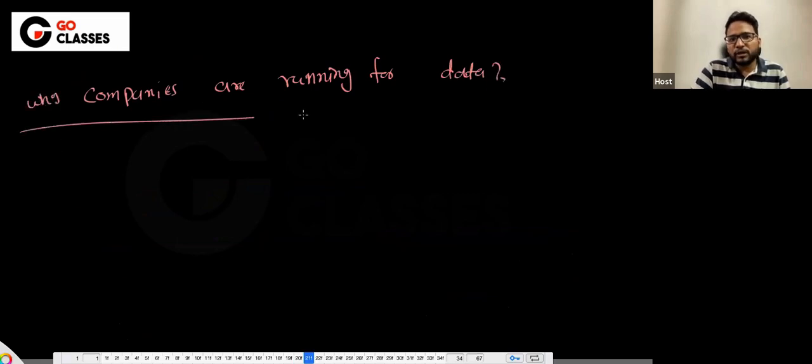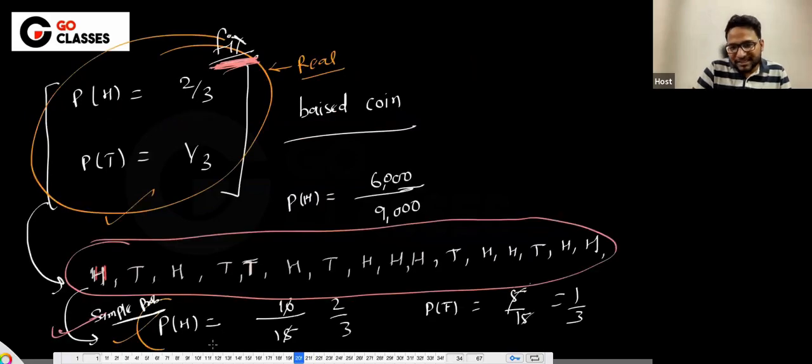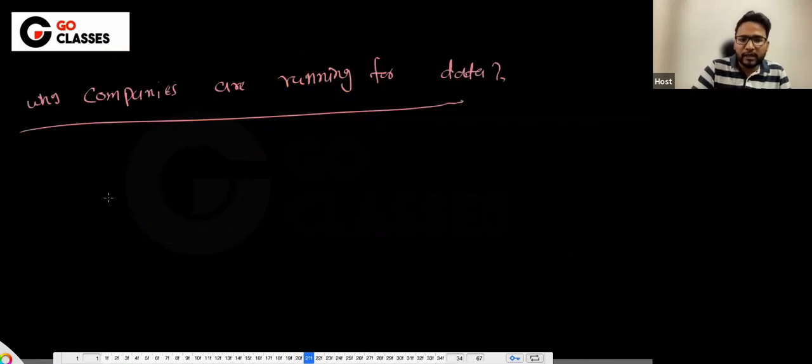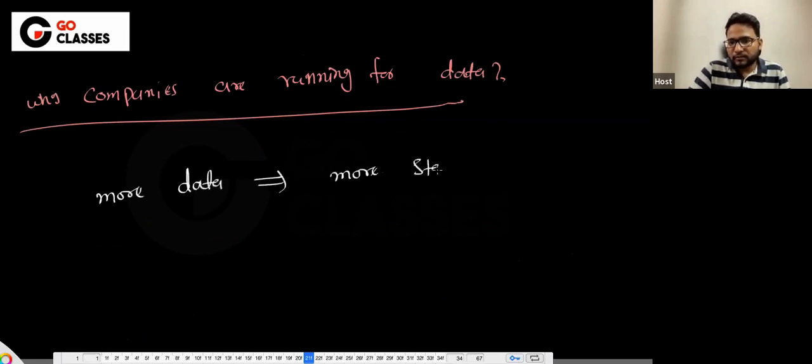Why are companies running for the data? Because more data makes this number more stable. The more samples you have, the more confident you are that your probability distribution looks like this. That's your sample probability distribution, but your sample probability distribution will tend to be your real probability distribution the more data that you have. You all agree that more data means more stable probability numbers.